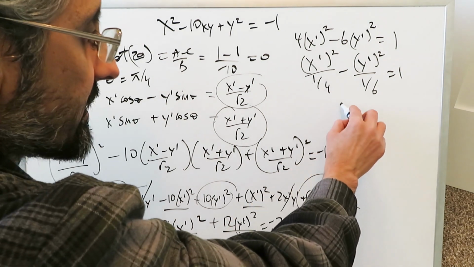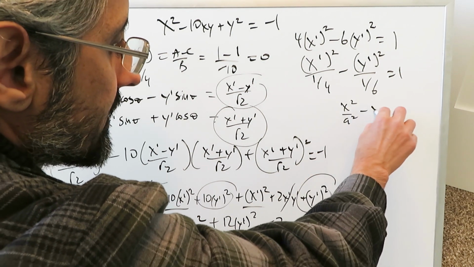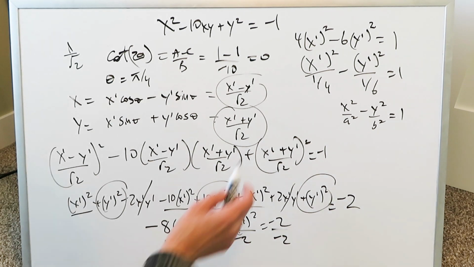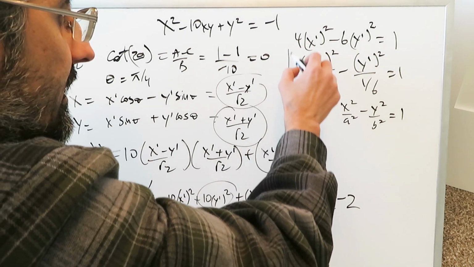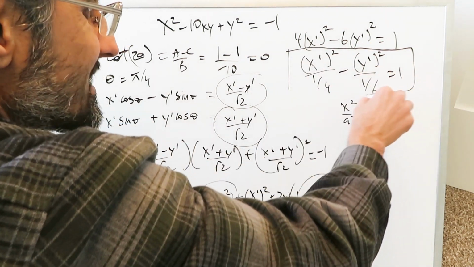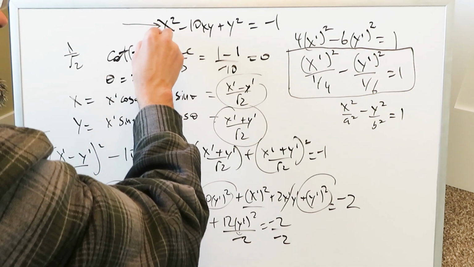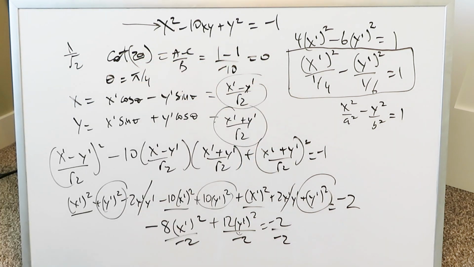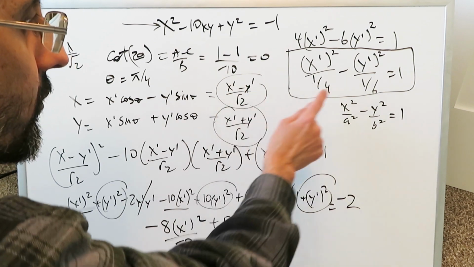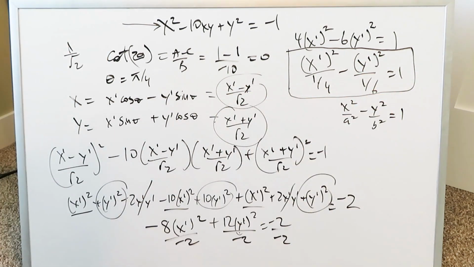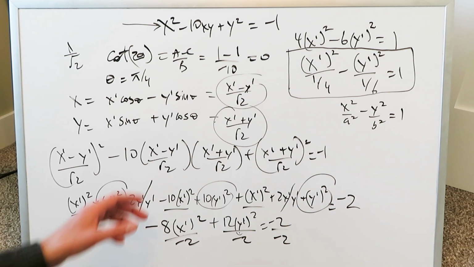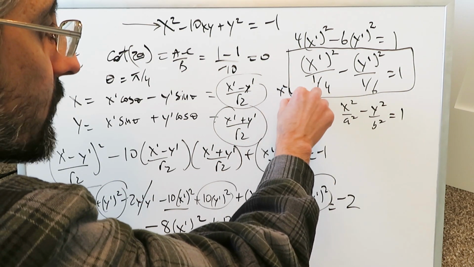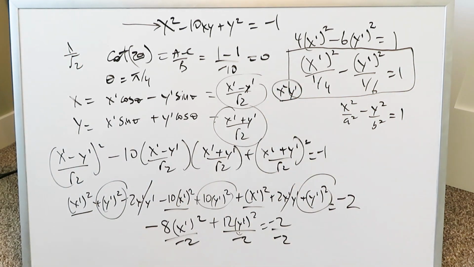It very much looks like x square over a square minus y square over b square equals 1, a horizontally directed hyperbola, except this equation right here represents your equation in standard form. If someone told you to convert this in standard form, that right there is your answer. X prime whole square divided by 1 over 4 minus y prime whole square divided by 1 over 6 equals 1. It's a standard form of a hyperbola without the xy term, but it has been written here in the x prime, y prime system.